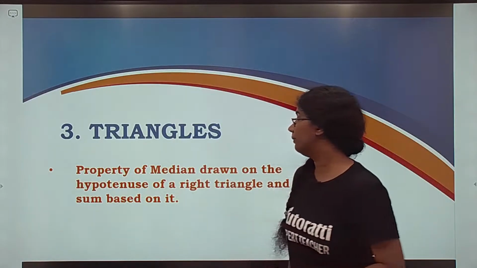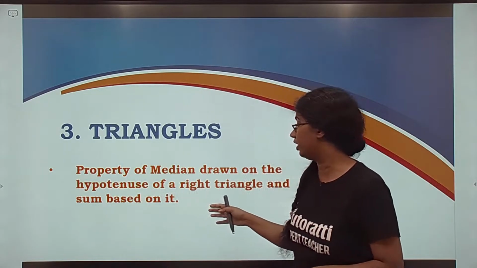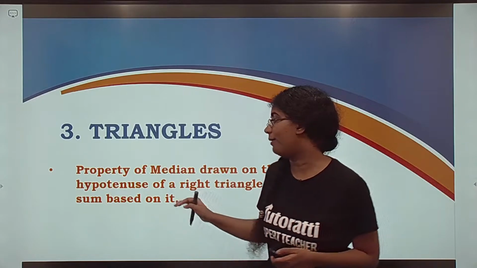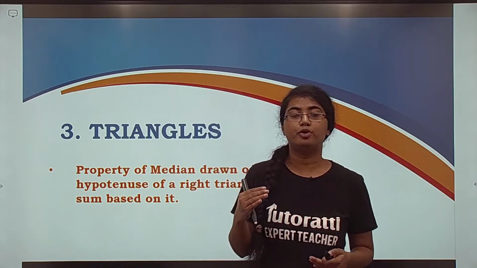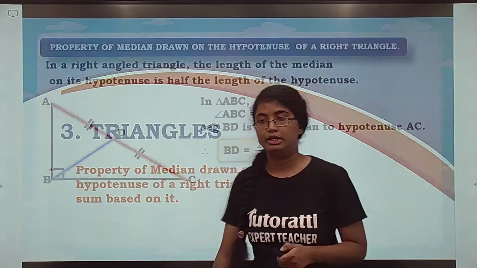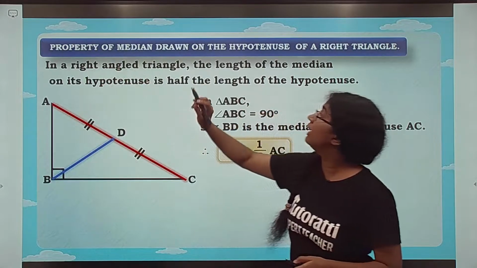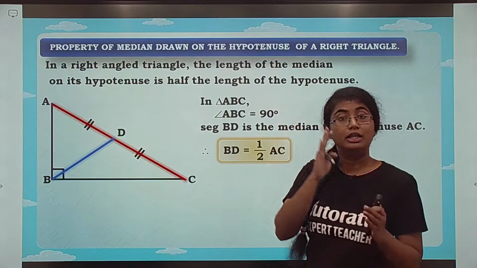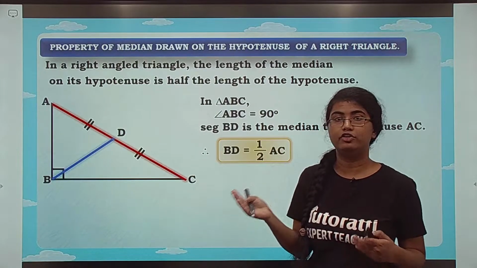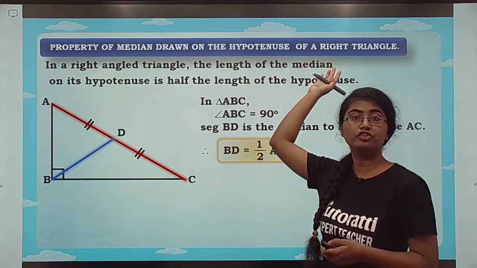Now we are going to be talking about median property drawn to the hypotenuse of a right angle triangle. Hypotenuse obviously right angle triangle में होता है. So now we are going to talk about median property. Let us see what happens. First of all, let's talk about the statement. Now in a right angle triangle, the length of the median on its hypotenuse is half of the length of the hypotenuse.